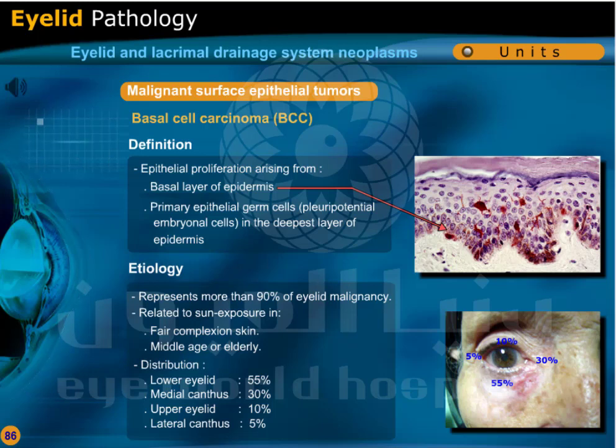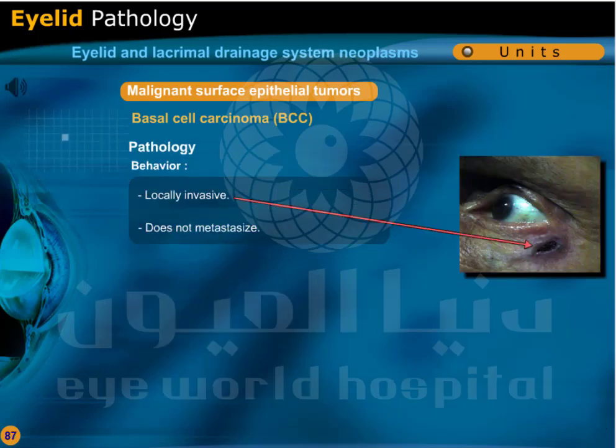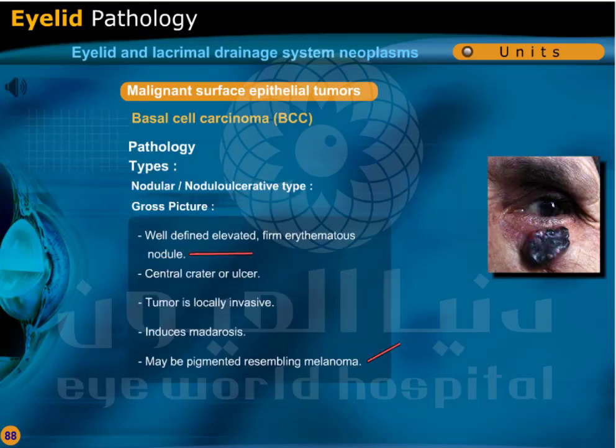Distribution: lower eyelid 55%, medial canthus 30%, upper eyelid 10%, and lateral canthus 5%. Basal cell carcinoma is a locally invasive tumor that does not metastasize. Types of basal cell carcinoma.